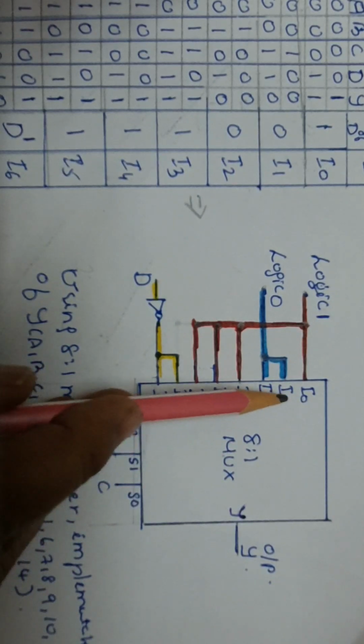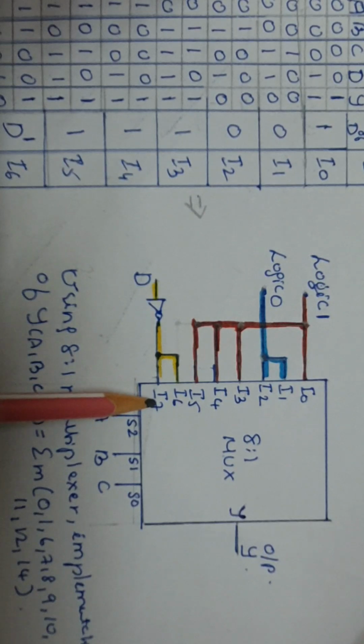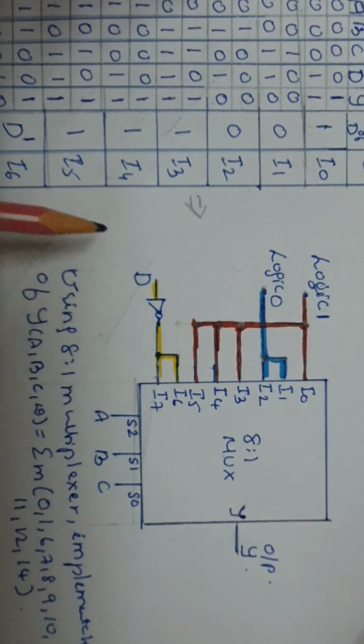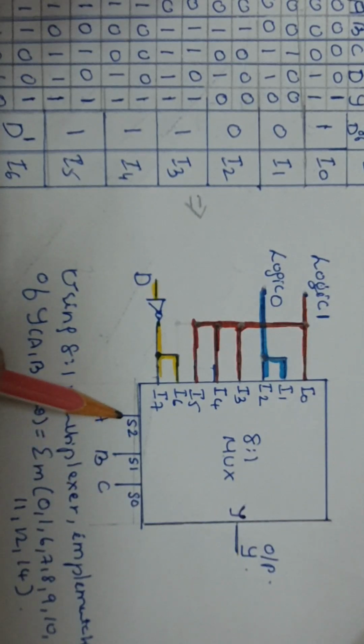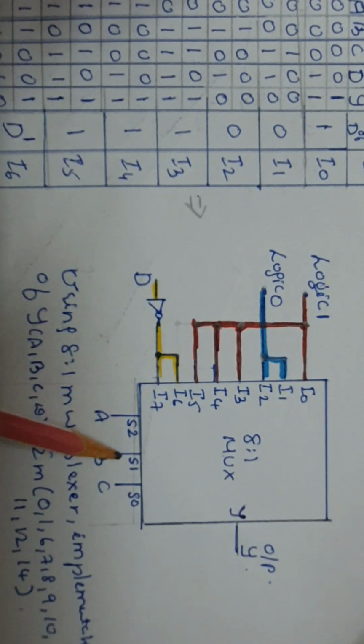Input literals I0, I1, I2, I3, I4, I5, I6, I7, so 8. These will be data inputs. To select any one out of 8, 3 selection lines are required because 2 raised to 3 is 8. So that power value 3, that many select lines will be provided. So here the LSB bit to MSB bit of the selection lines are S0, S1, S2. So A, B, C inputs are given here.